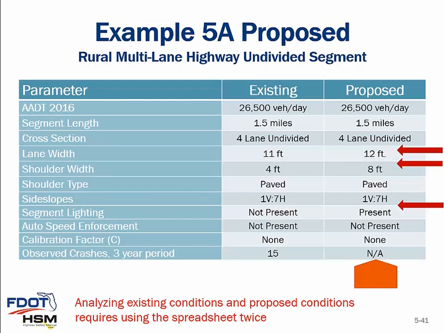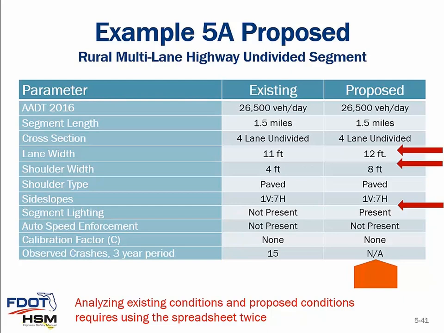And again, there are 3 conditions that are varying between the existing and the proposed. The lane width goes from 11 feet to 12 feet, the shoulder width goes from 4 feet to 8 feet, and the roadway segment is now lit and lighting will be present. So we will go through and analyze those proposed conditions.